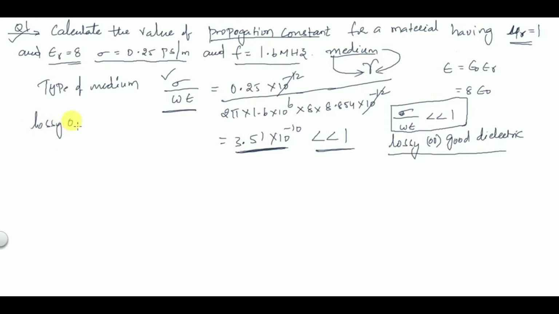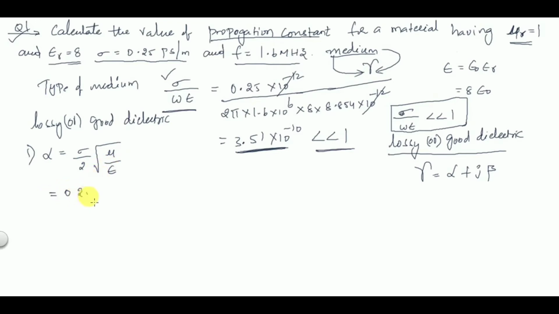So when the medium is lossy or good dielectric, what is the formula for alpha? We want to find the propagation constant gamma, and gamma is again the combination of alpha and beta. So alpha is given by sigma by 2 root of mu by epsilon.